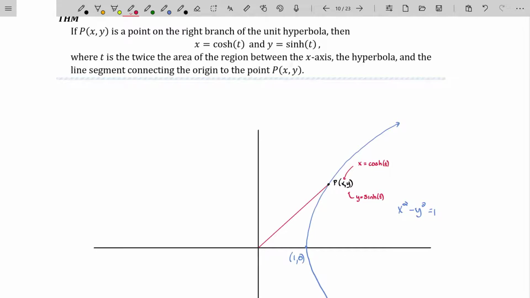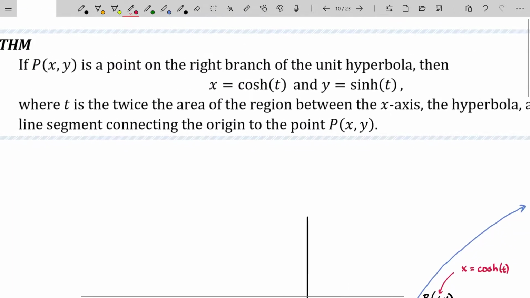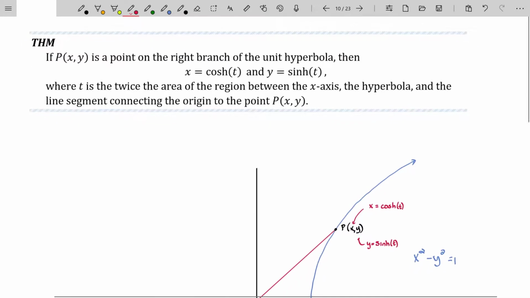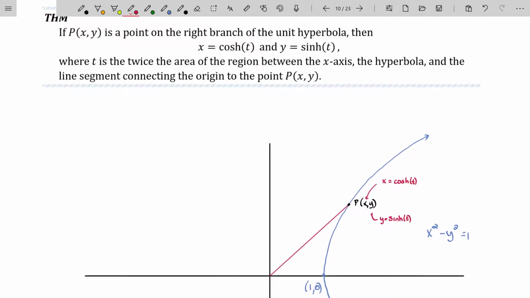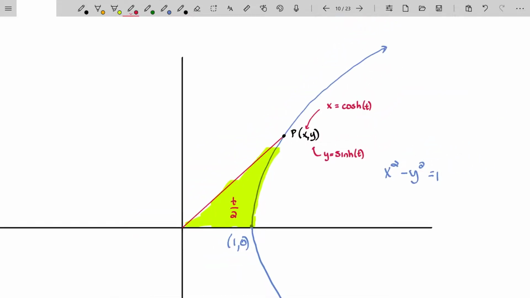But what is t? That's the real question. What the heck is t? T is twice the area of the region bounded by the x-axis, the hyperbola, and the line segment connecting the origin to the point x y. That is, t is twice the area. So if you look at this area right here that I'm highlighting, that's half of t. That is the relation. You're opening up an area of size t over 2.